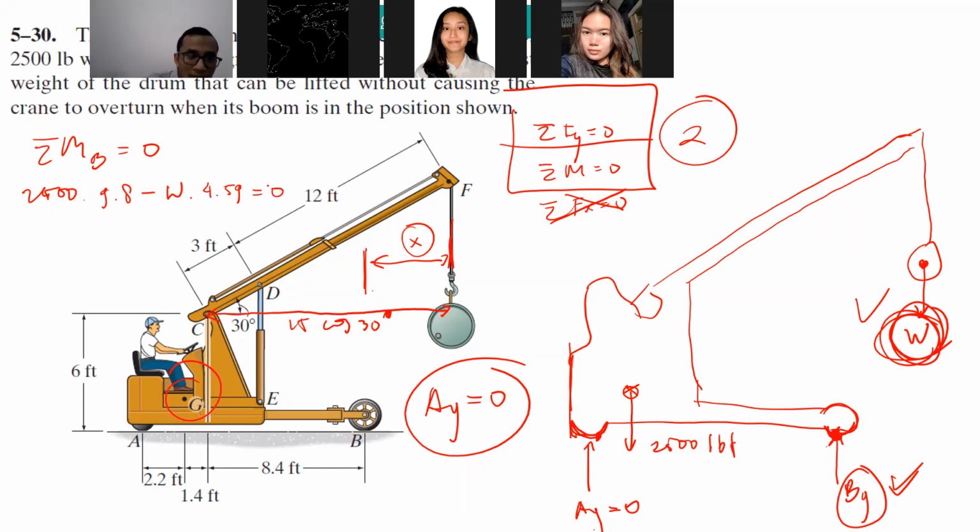Okay, so this is the equation of sigma moment at B equal to 0, right? From this, you will be able to get W, right, Audrey? Yes. Okay, what is the value of W then? It's 5,337.69 lbf. Okay, thank you very much, Audrey. So that's the way to calculate the maximum W.